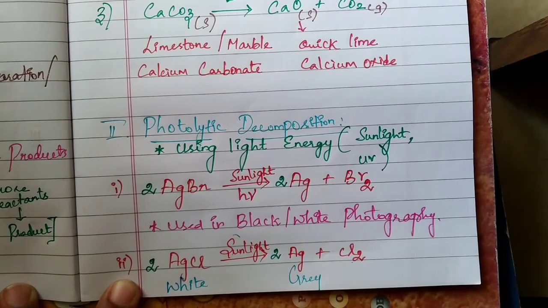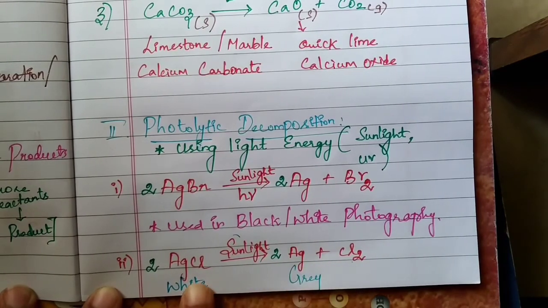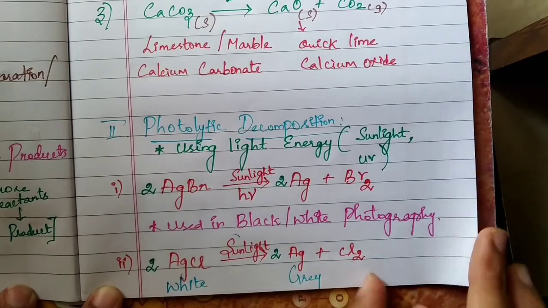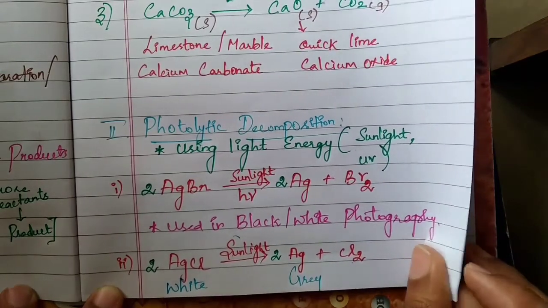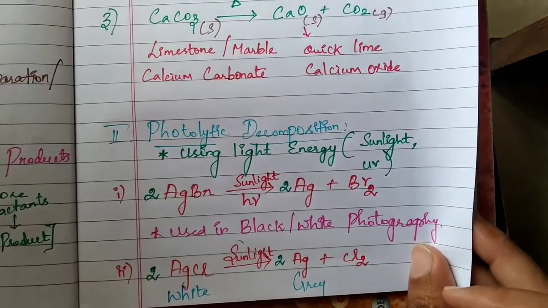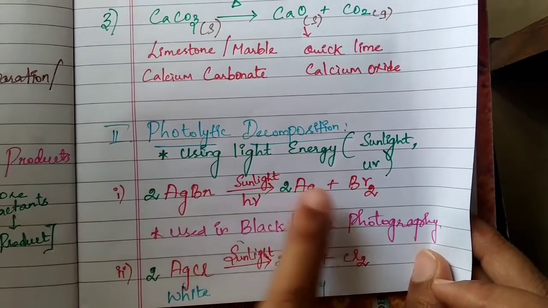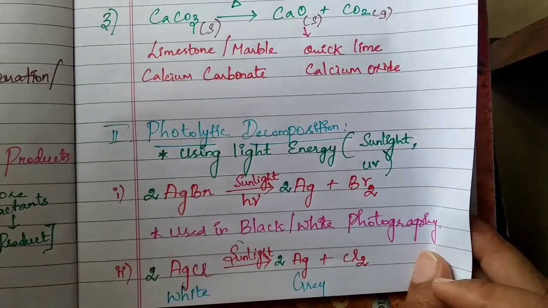Color is very, very important, students. Grey in sunlight. Why does this color change happen? Due to the decomposition. White color is a compound, that is AgCl. It turns into silver, that is a grey color substance. So this is an example of photolytic decomposition. Using light, we are decomposing the reactant.